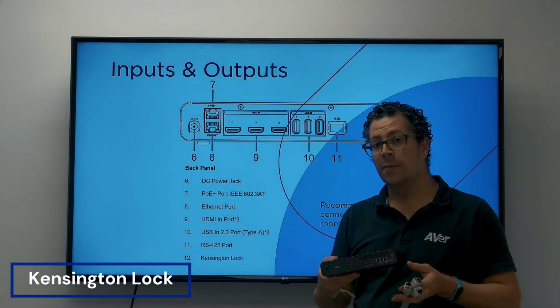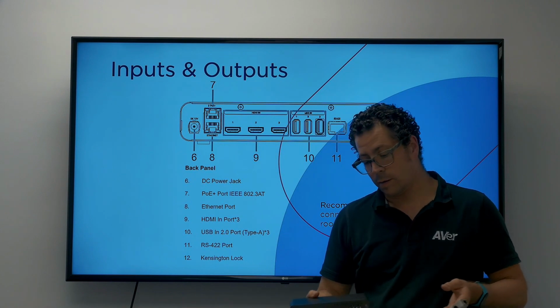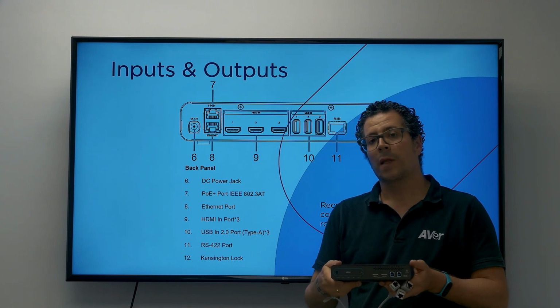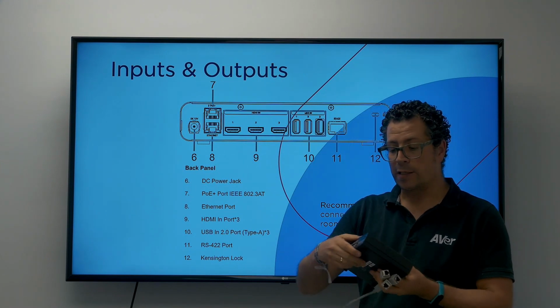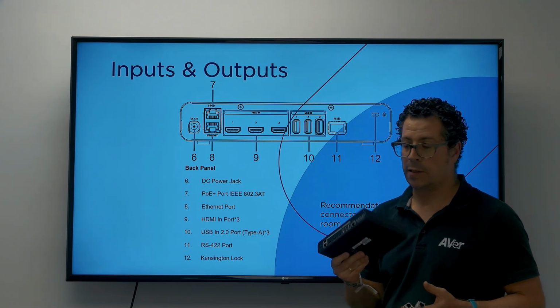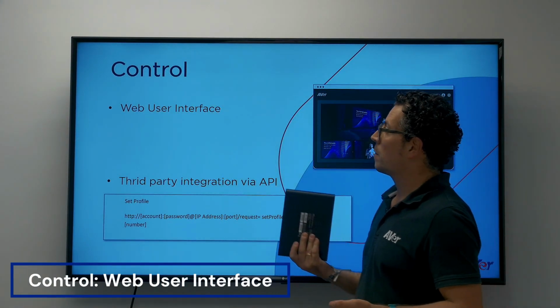This device can be installed behind the table. You can connect, you can attach, or you can put in a rack, or you can secure in any space using the Kensington. How we can control the system, or how we can configure?